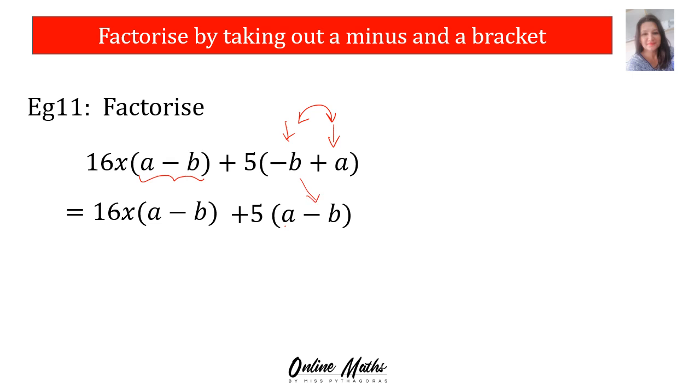So what can you see? Now, by simply swapping the two terms around, suddenly the two brackets are exactly the same. Both of them are a minus b. So now we will take out a minus b as the common factor, and we're left with 16x plus 5. This looks familiar. And remember, you write the 16x plus 5 in its own little bracket, and you write the two brackets directly next to each other with no sign there.